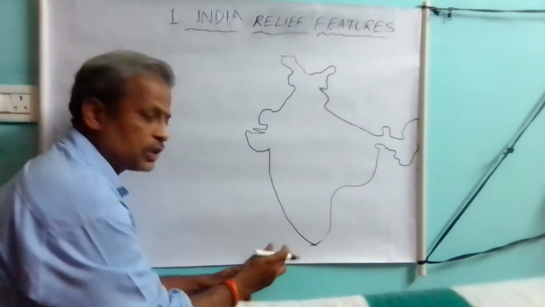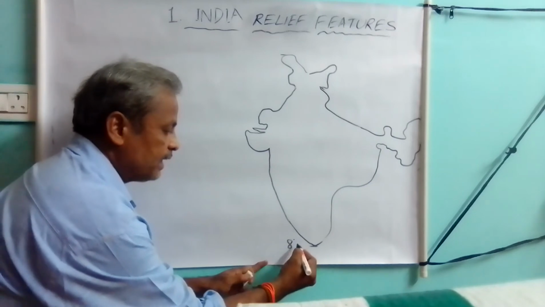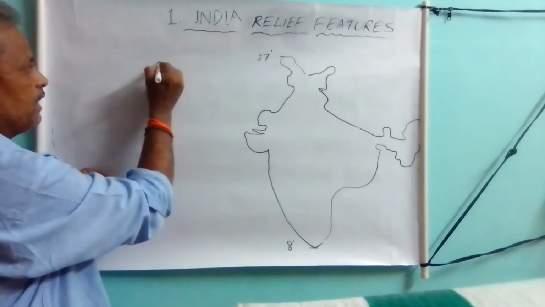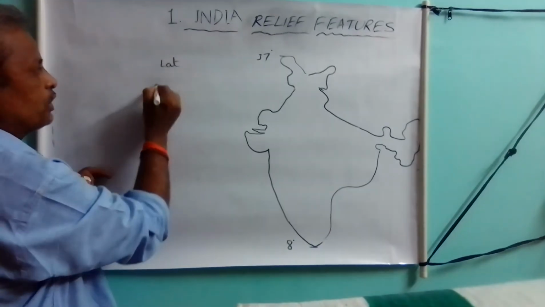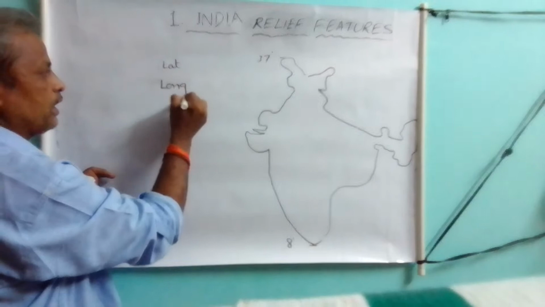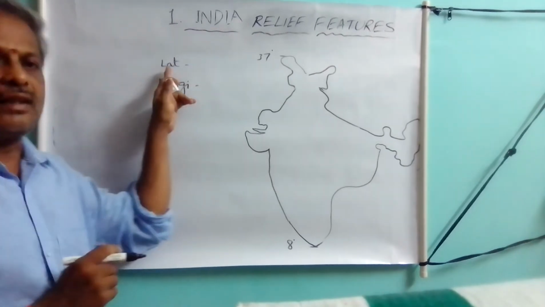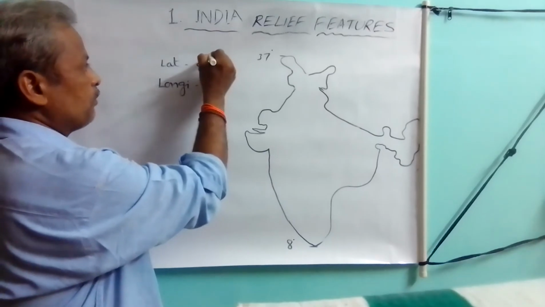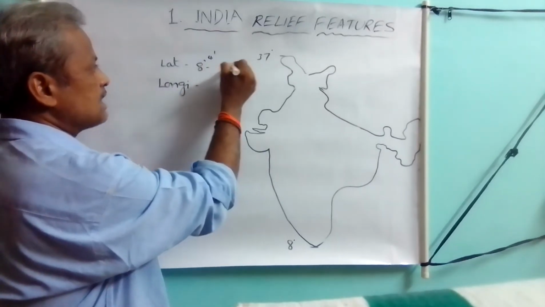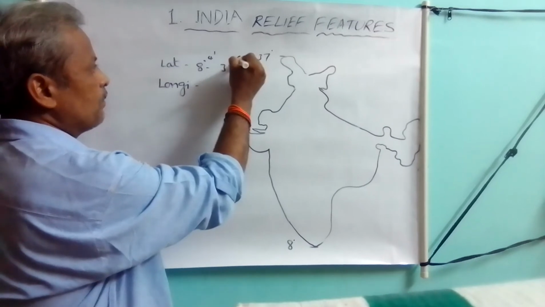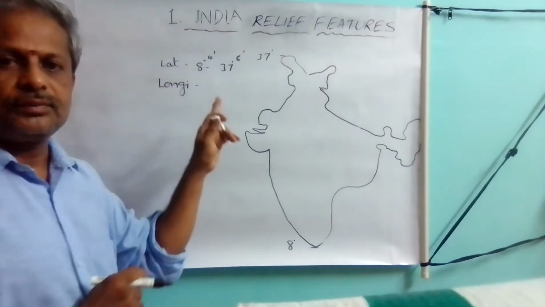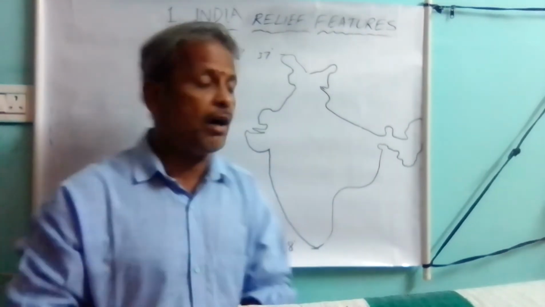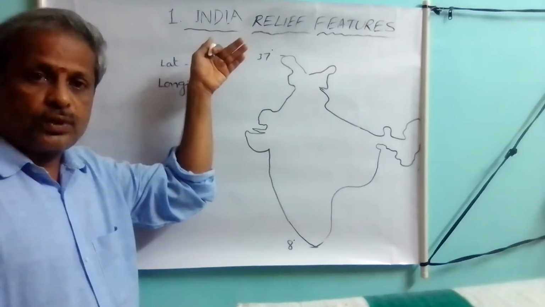See clearly, India starts at 8th degree and ends at 37 degree. So India's latitudinal extension and India's longitudinal extension. India's latitudinal extension is 8 degrees 4 meridians to 37 degrees 6 meridians of northern latitudes.